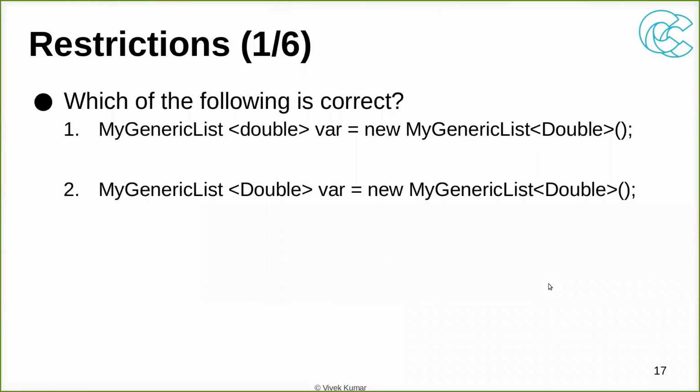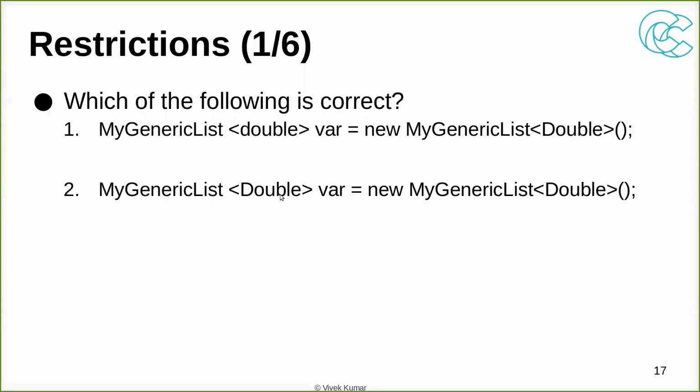Okay, so now let's look at a few restrictions while creating generics. You have two sets of statements. One is where you are using the regular double, which is the primitive data type. And the other is the one with the capital D, which is not the primitive data type. It's a class that holds a double value, but it's not the primitive data type. You need to create an instance of Double, for example.